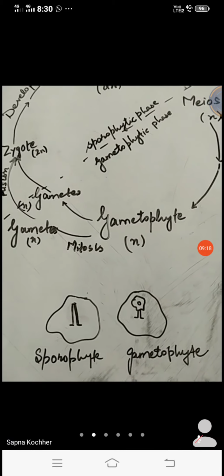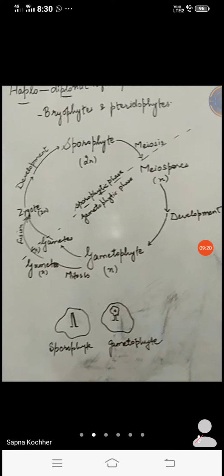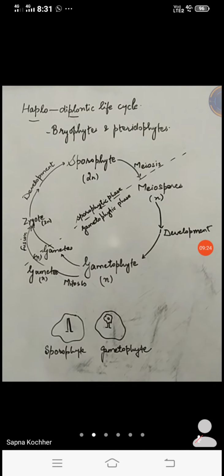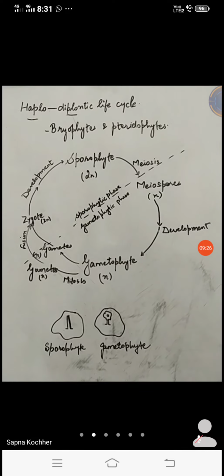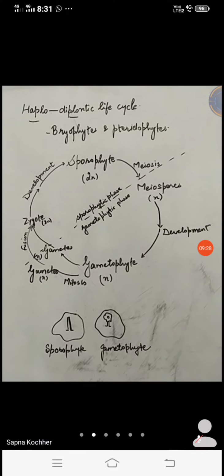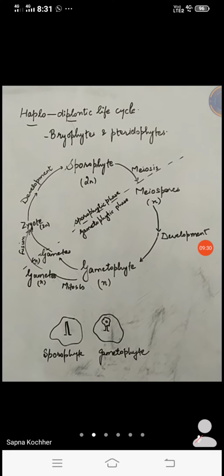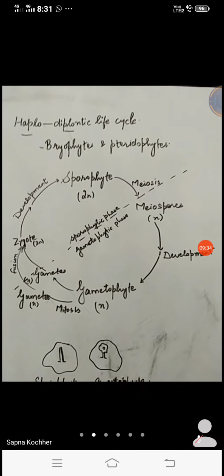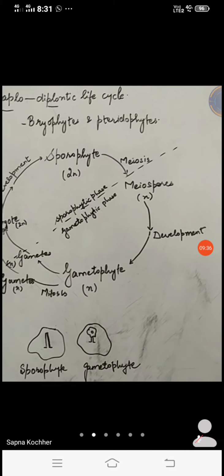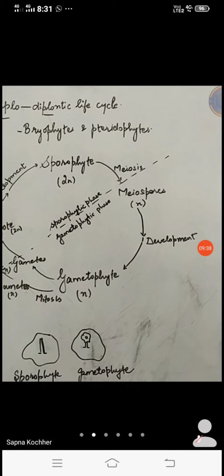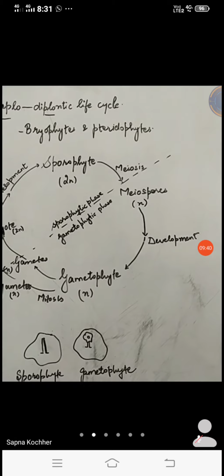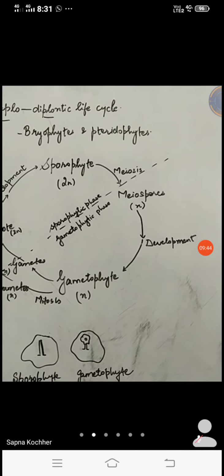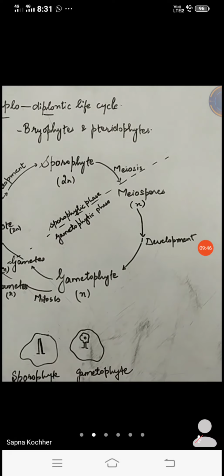Clear? So the two plant bodies existing in a life cycle are different looking. That is why we have named it a haplodiplontic life cycle. Clear? So these are the features. Also, there is one more feature: this haplodiplontic life cycle is not just seen in the bryophytes and the pteridophytes. It is also seen in some members of the algae. There are some members of the algae that show this type of haplodiplontic life cycle.